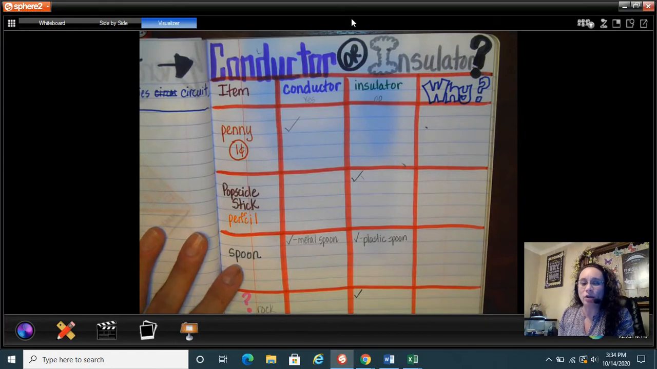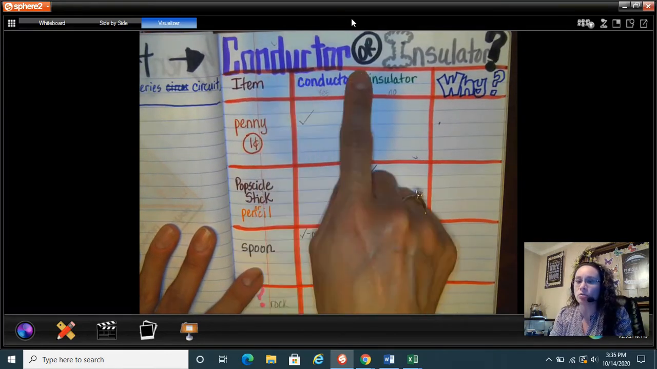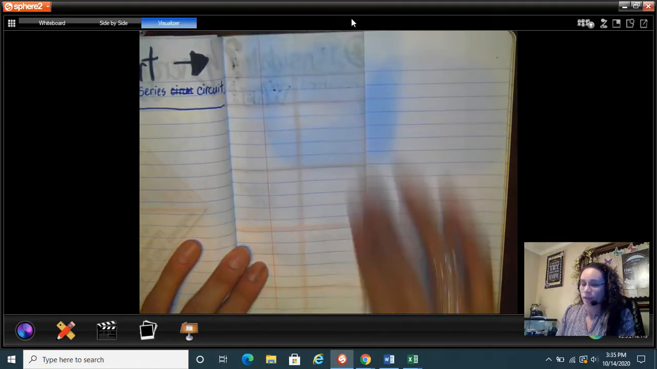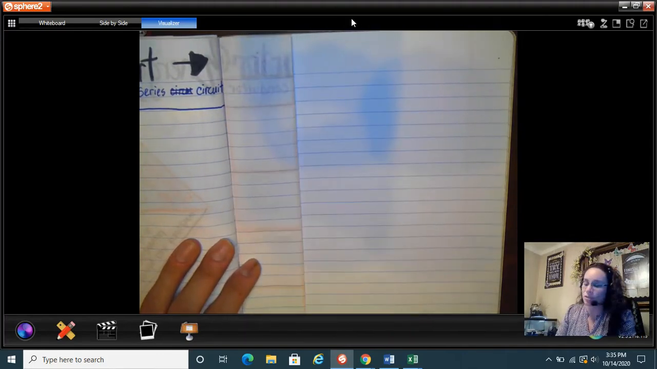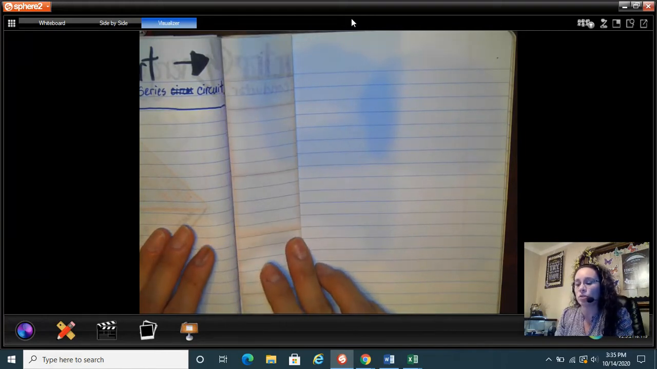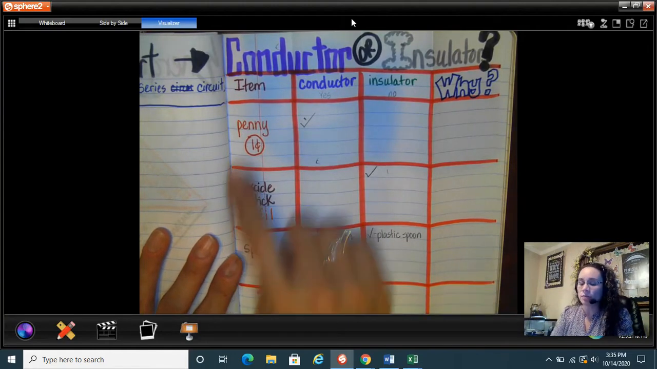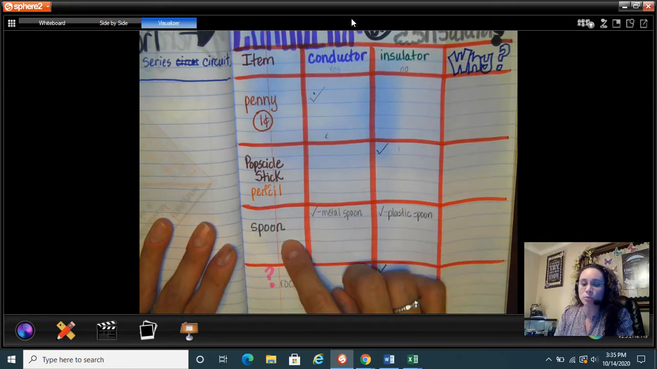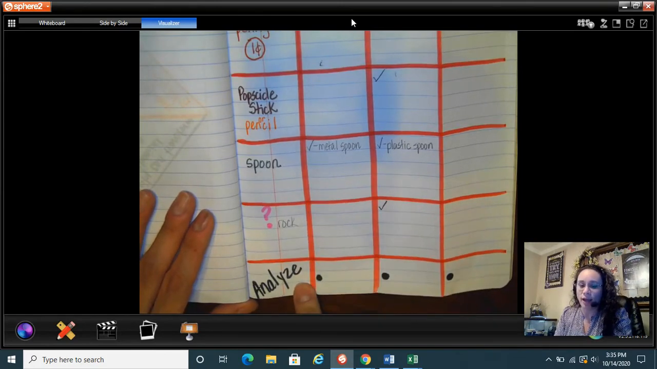We're going to try to find out if certain items are conductors or insulators. Okay, so what I did is I wrote the title, conductor or insulator, and I folded my page in half. And then I folded my page in half again. Remember, I want a data table just like I did last week. Okay, we're going to record everything we do for our science project or our science experiment. So the items that you have to test are penny, popsicle stick or pencil, a spoon, metal or plastic, a bonus one, I'm going to do a rock, and then we're going to analyze.